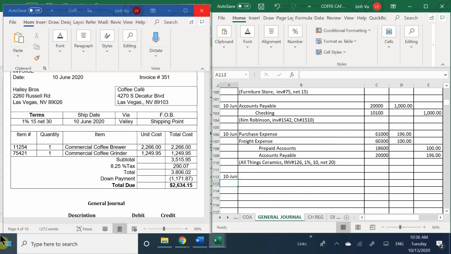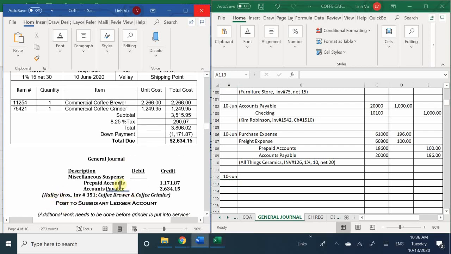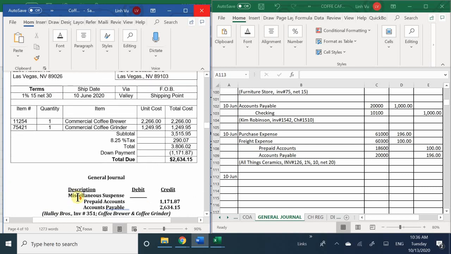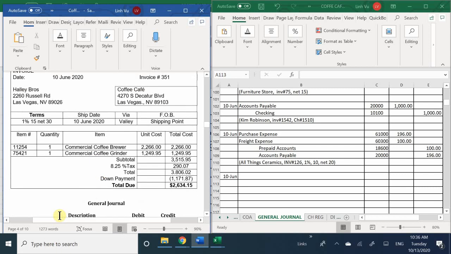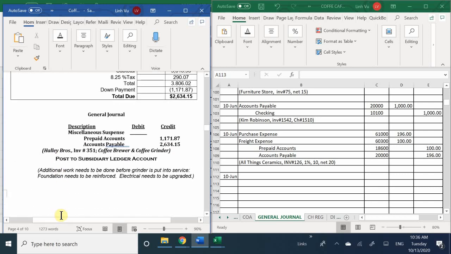Okay, so we have all those. Good. What else do we need to include as well? We need to include the down payment, and we also need to include how much we owe. Okay, so ignore that. But yes, we received a coffee brewer and a coffee grinder. Now, what else is included in this scenario? What else do we need to be aware of? We made a down payment. Good.